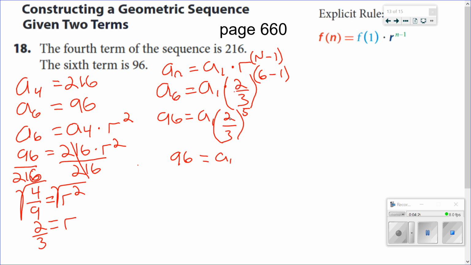This 5 goes for both the numerator and the denominator of the fraction, so it's 2 to the 5th and 3 to the 5th. 2 to the 5th gets me 32, and 3 to the 5th gives me 243. Now to solve for this, I want to get a sub 1 by itself, so I have to multiply by the reciprocal, and do that on both sides.